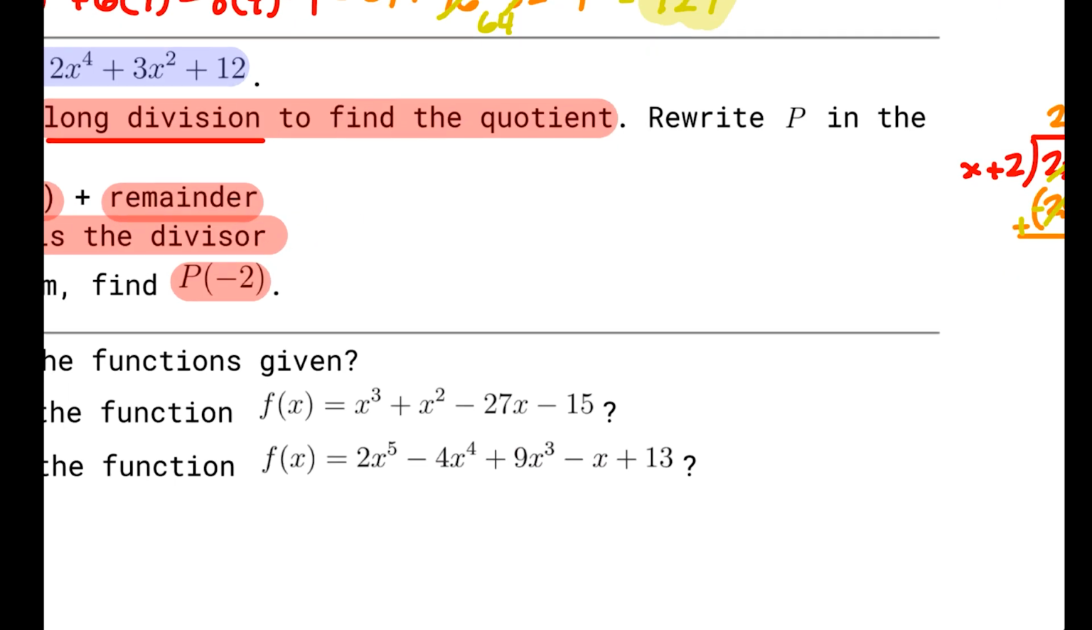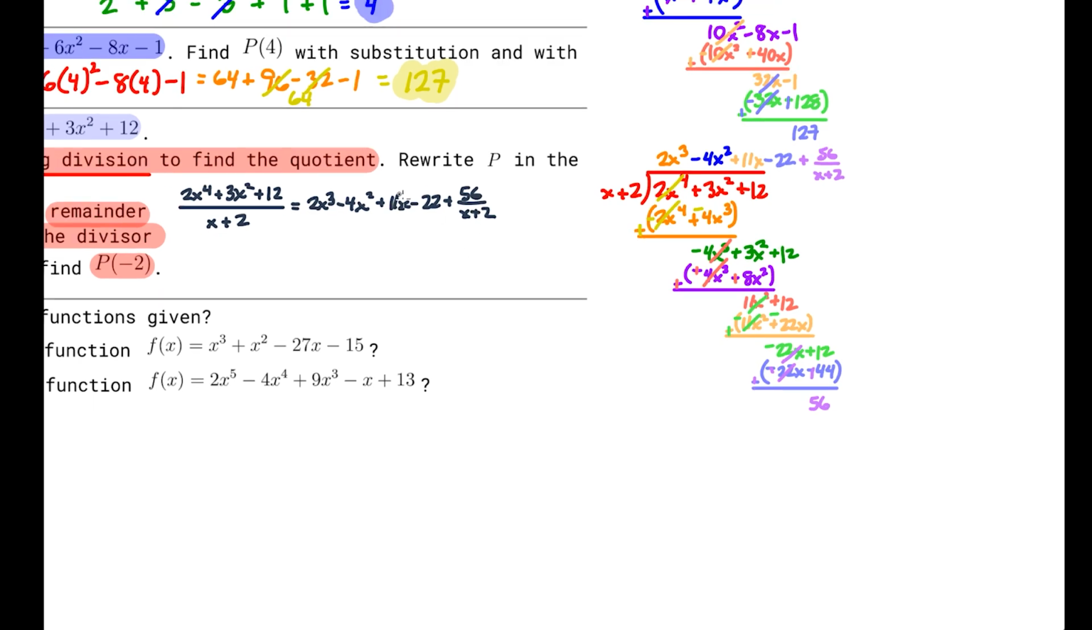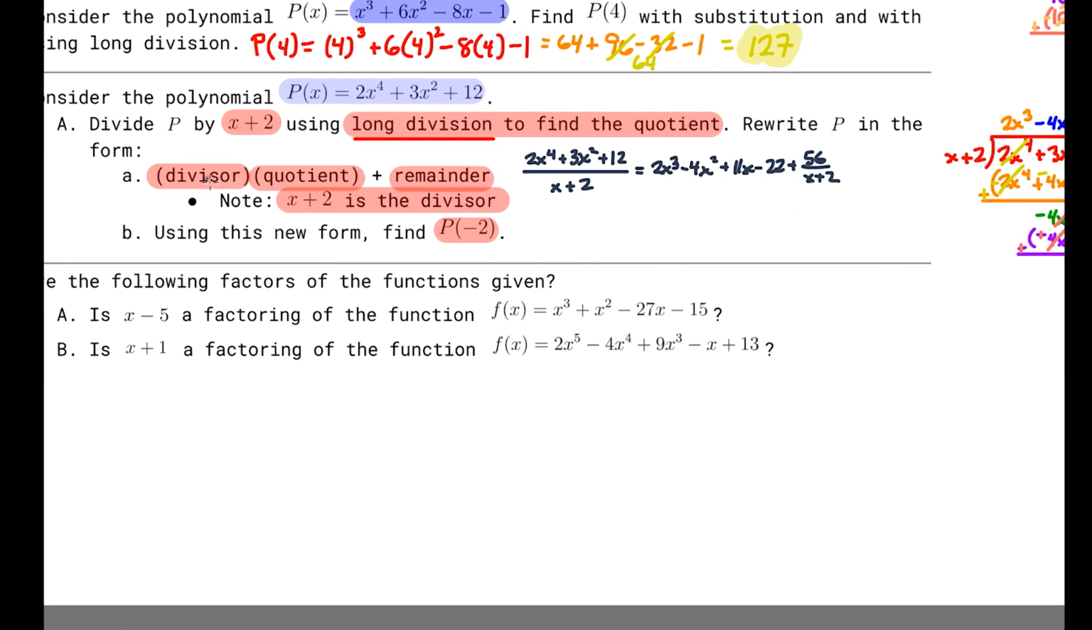So the original part was 2x to the fourth plus 3x squared plus 12, and we're dividing this by x plus 2, okay? Well, this is equal to what I just solved for over here, okay? So this would be equal to 2x to the third minus 4x squared plus 11x minus 22 plus 56 over x plus 2. Okay, but we want to find it where we're multiplying the divisor by the quotient.